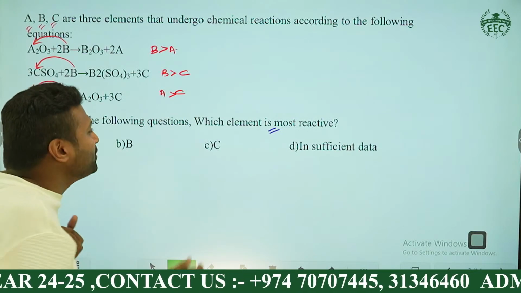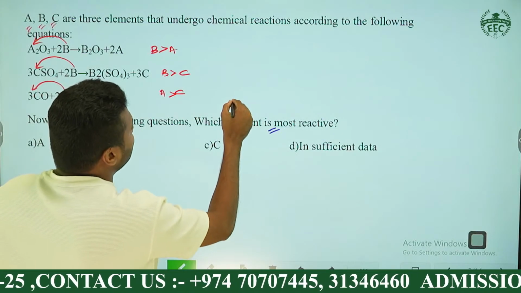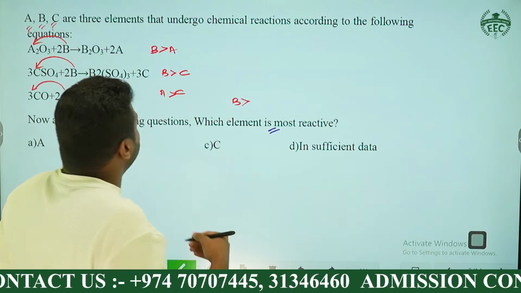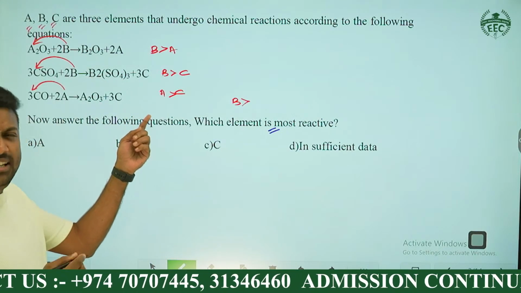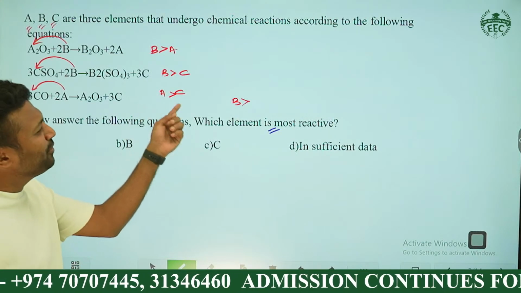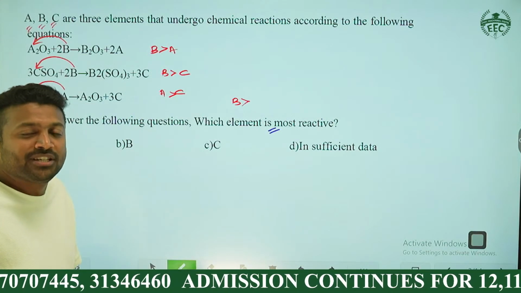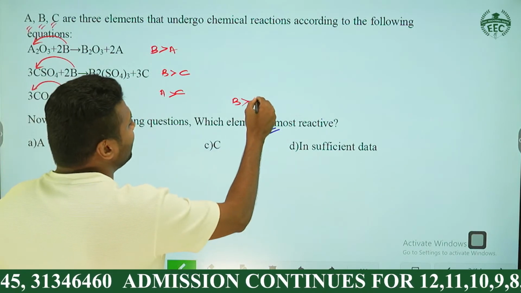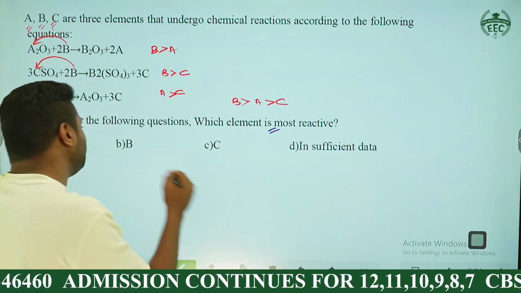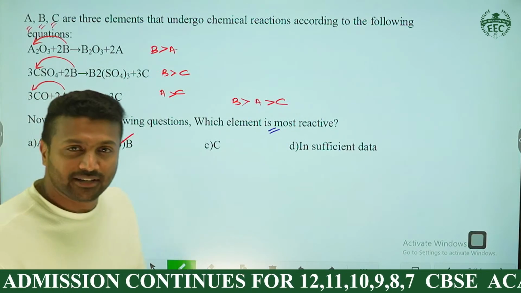That means B is the most reactive one, right? Out of A, B, C, B is the most reactive one. After B, who will come? Remaining A and C. From here, A is more reactive than C. So you can say most reactive is B, then A, then C. So most reactive is option B. I mean, B is the right answer.